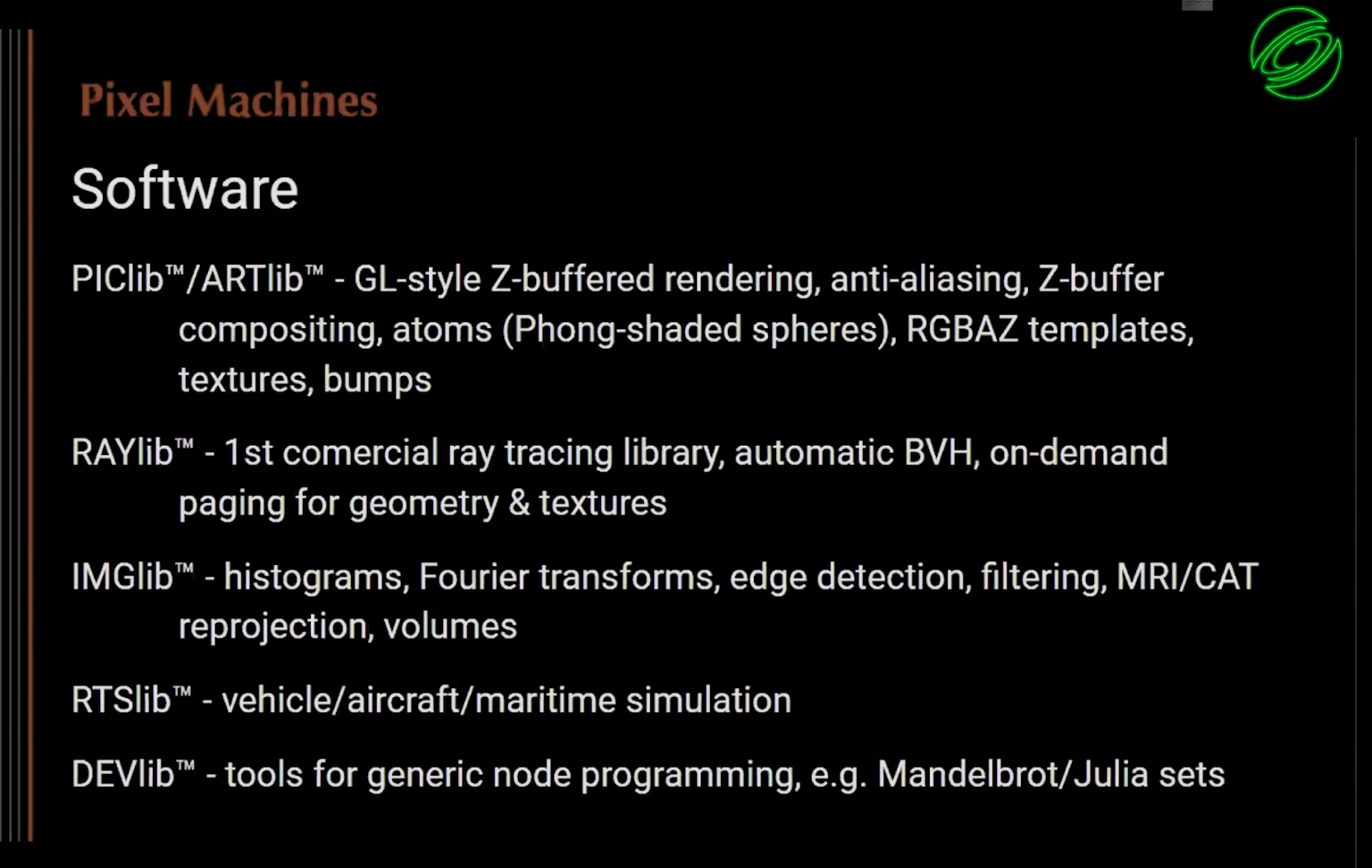We also had a bunch of image processing libraries. We did have a little foray into simulation systems for vehicle, aircraft, maritime. People experimented with it. I don't know if they actually made any money off it, but at least it was kind of a fun project. And then we had this devlib library where people could do essentially any programming they wanted for the Pixel machine.